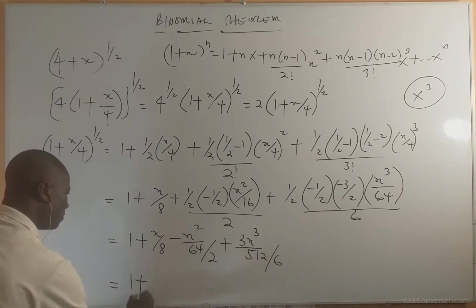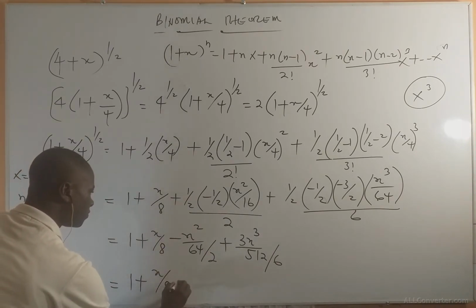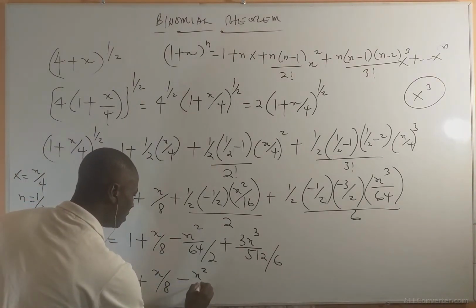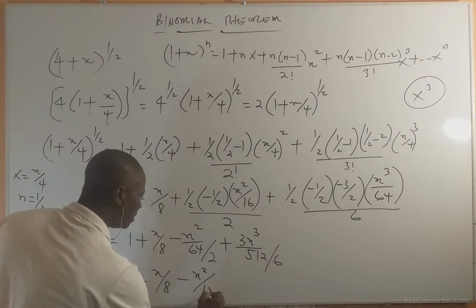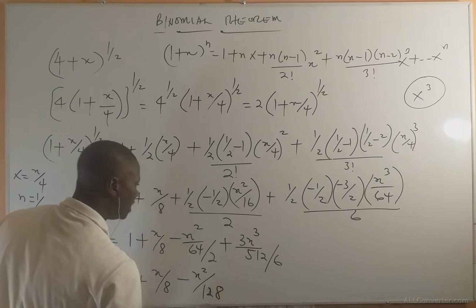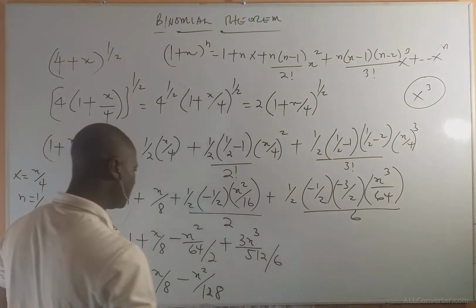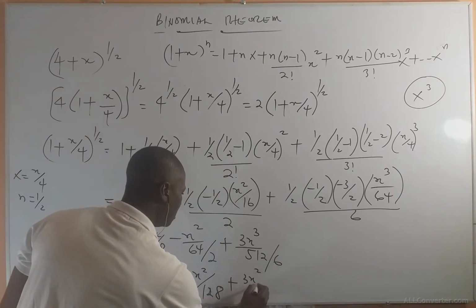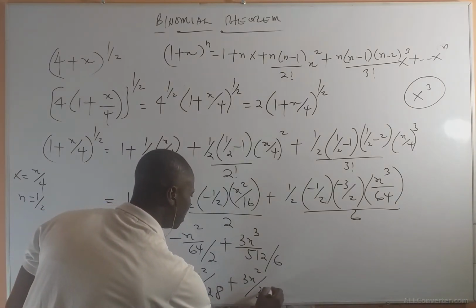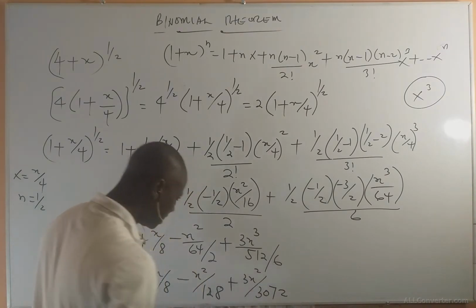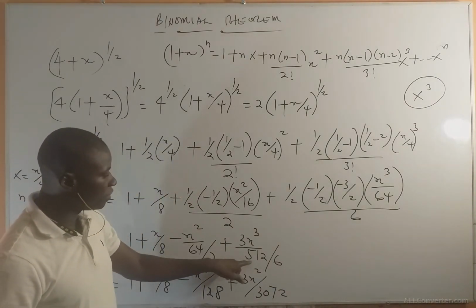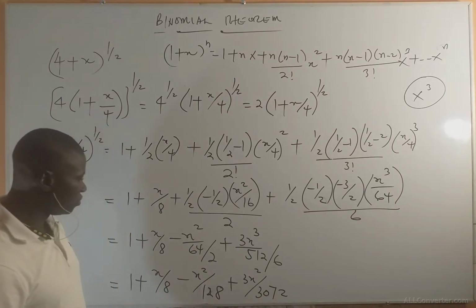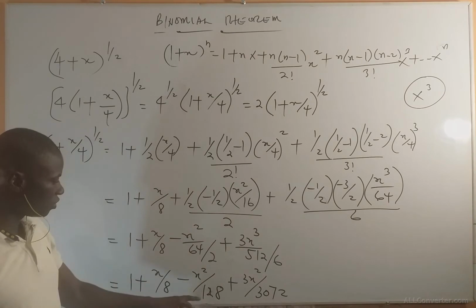We are going to have 1 plus x on 8 minus, don't forget that this will be minus x squared divided by 128. Then this should be plus x cubed divided by 3072. That is 3072. That's why you multiply 512 by 6, you are getting 3072. And when you multiply 64 by 2, you are also getting 128.